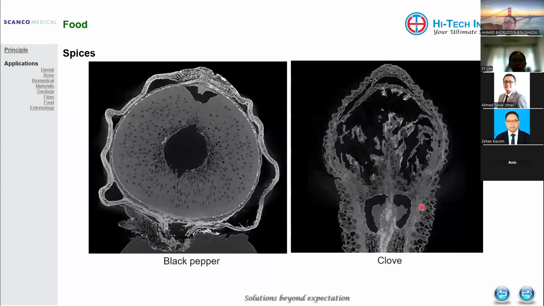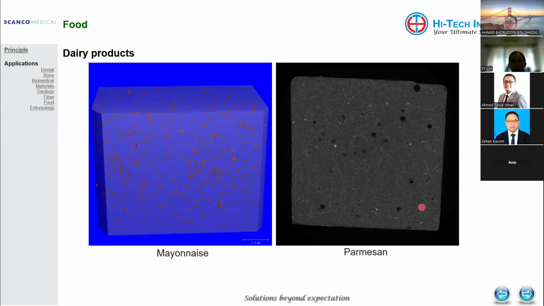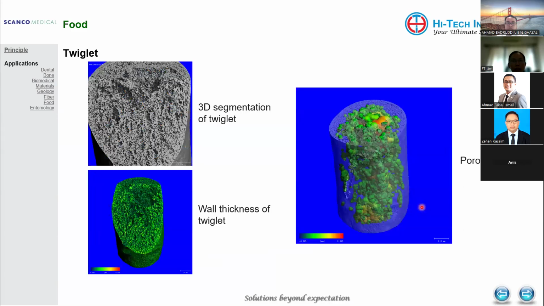So this is some of the commonly seen food like black pepper, clove, and we can also do it on mayonnaise, parmesan, the cheese. And there are factories producing twiglets that actually want to study how crunchy they are, when it comes to the amount of pores, how does it contribute to the crunchiness? So these are all the studies that they can do.